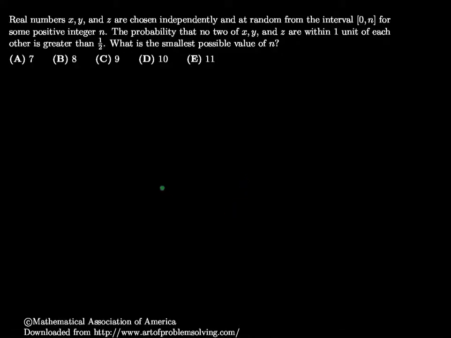Alright, 2012 AMC, this is problem 25 from the AMC10A, and it says real numbers x, y, and z are chosen independently and at random from the interval 0 to n for some integer n. The probability that no two of x, y, and z are within 1 unit of each other is greater than 1/2. What is the smallest possible value of n?